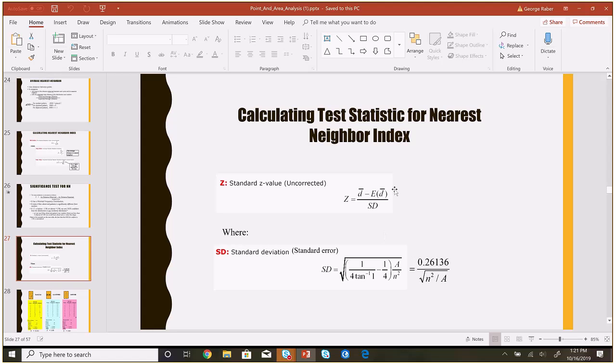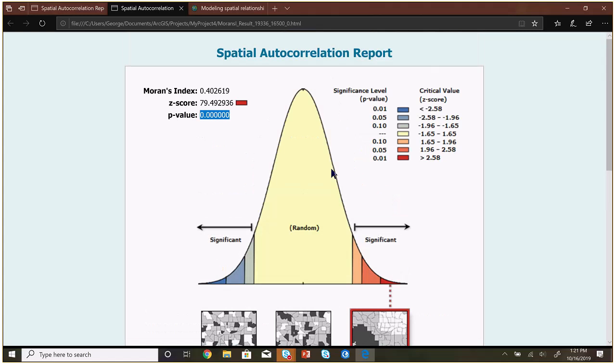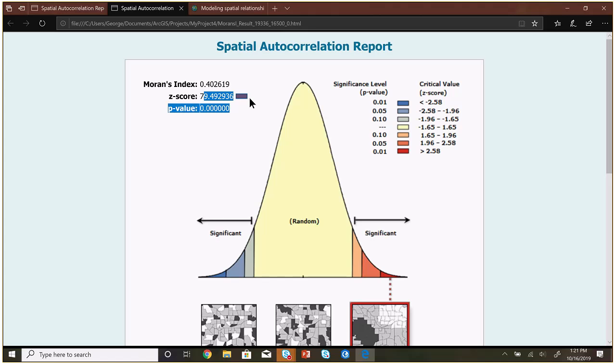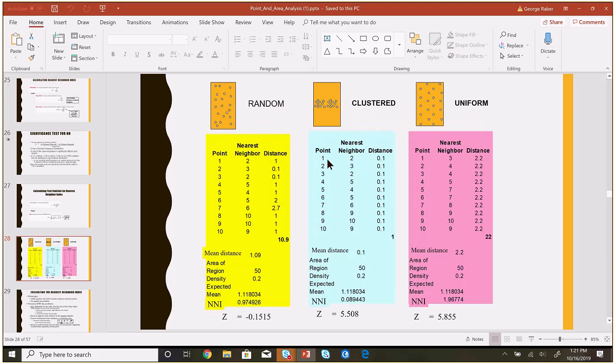So basically, the z value is a function of the distance values that you've created divided by the standard deviation or the standard error. So that's how this z statistic is created. In this class, we're not going to worry how the z statistic comes to be, but that's the formula for it.